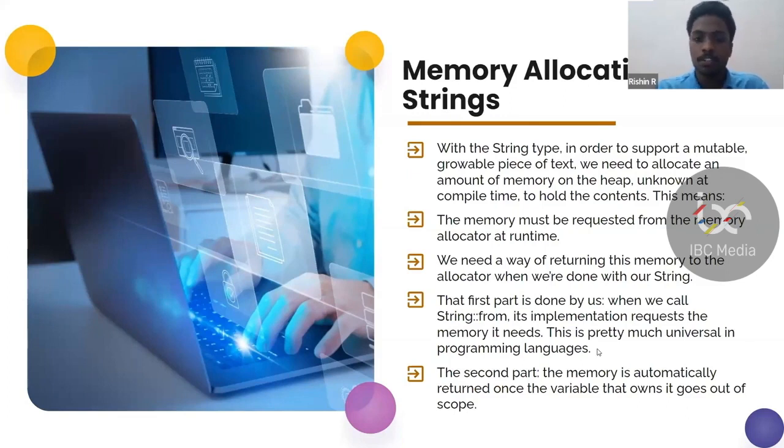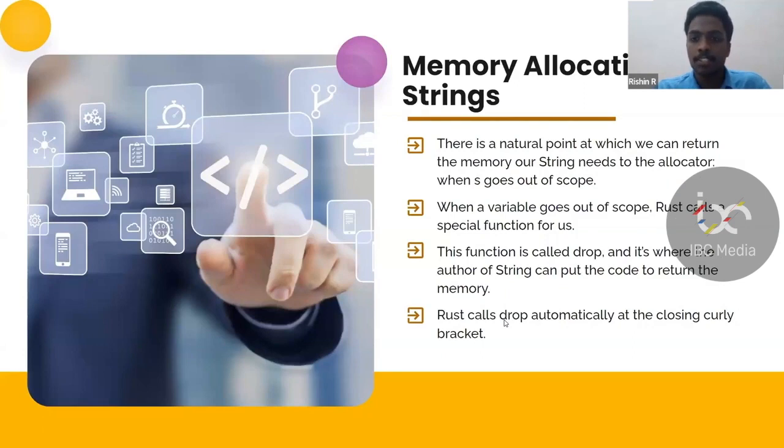Once returned, the variable will go out of its scope, and there is a natural point at which we can return the memory our string needs to the allocator: when s goes out of scope. And this function that Rust calls for us when it goes out of scope is called the drop function. It's very important for you to know what the drop function is. So Rust calls drop automatically when a particular string goes out of scope. After the function call has been completed, any variable present inside the function which is not returned back to the main function will be dropped.